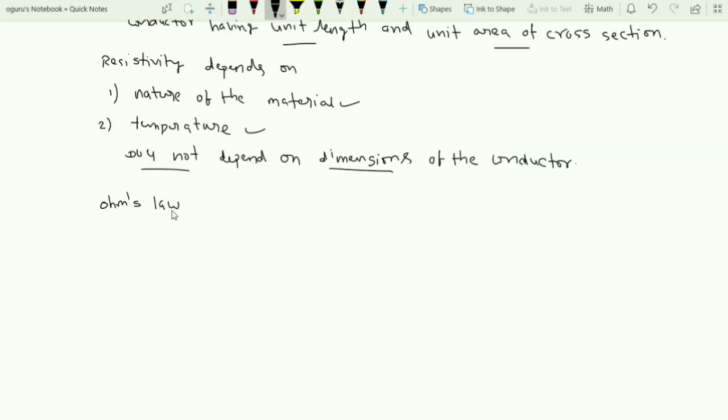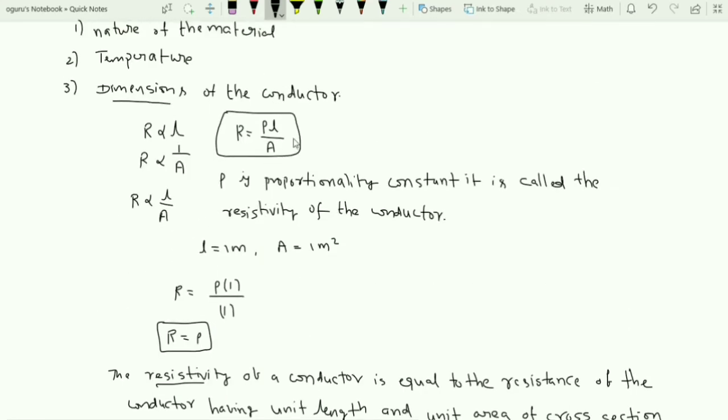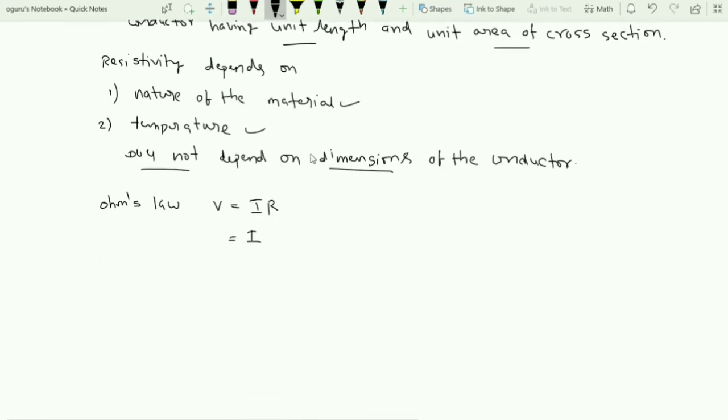Now, we know Ohm's law, V is equal to IR. Already we have got the expression for resistance. The resistance R is equal to rho L by A. Let us substitute the resistance value, that is rho L by A. Then V is equal to I by A, I am writing this I by A separately, I by A into rho L.